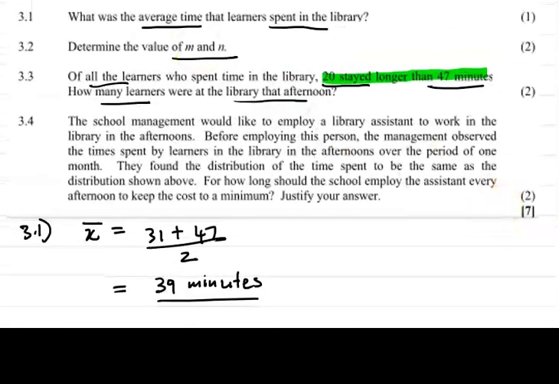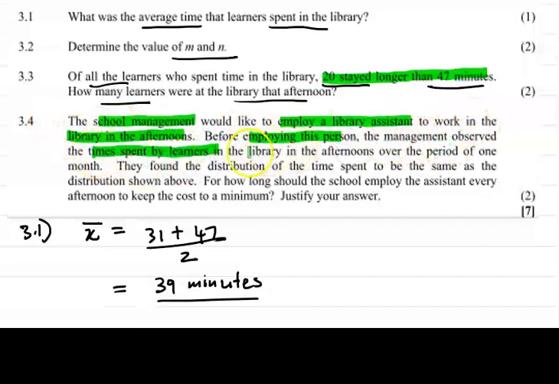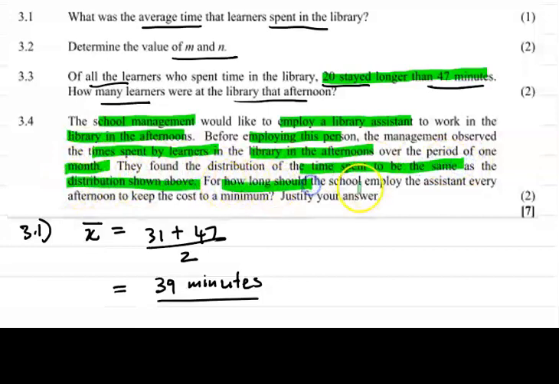In the last question, it says that the school management would like to employ a library assistant to work in the library in the afternoons. Before employing this person, the management observed the time spent by the learners in the library in the afternoons over a period of 1 month. They found the distribution of the time spent to be the same as the distribution shown above. For how long should the school employ the assistant every afternoon to keep the cost to a minimum? Justify your answer.